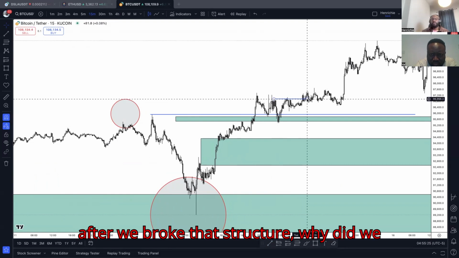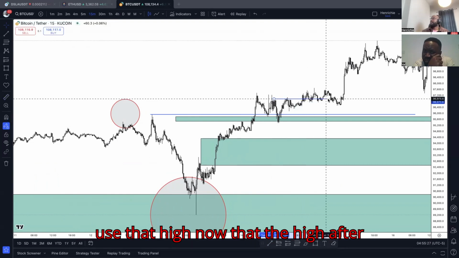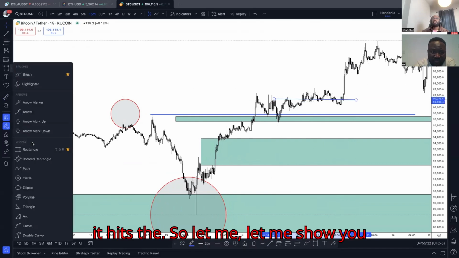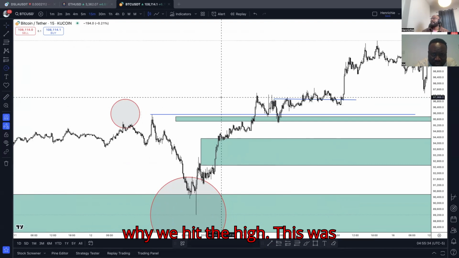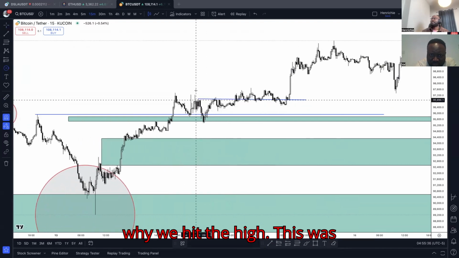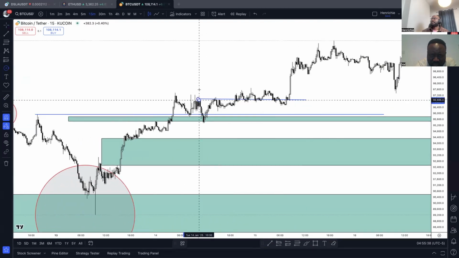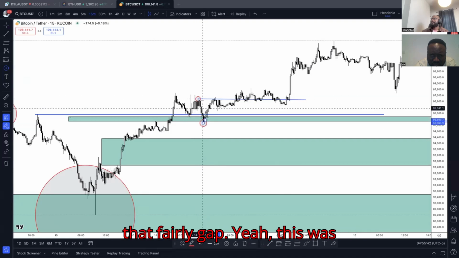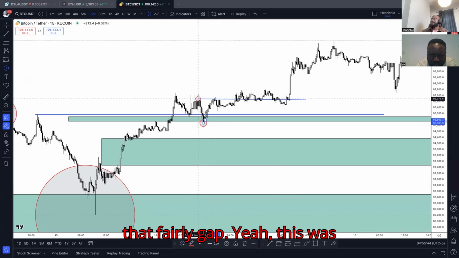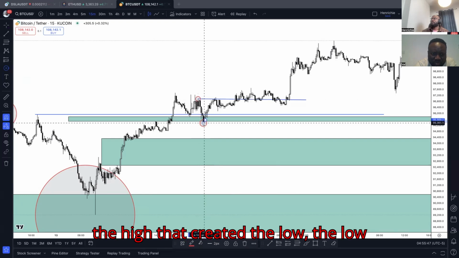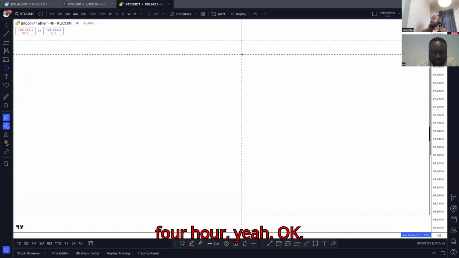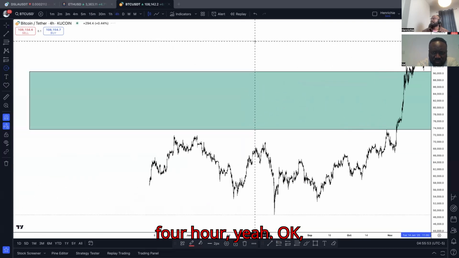And after we broke that structure, why did we use that high? Let me show you why we use the high. This was the high, and we'll have this low that hit into that fair value gap. This was the high that created the low, that low that hits that fair value gap on the 4 hour.